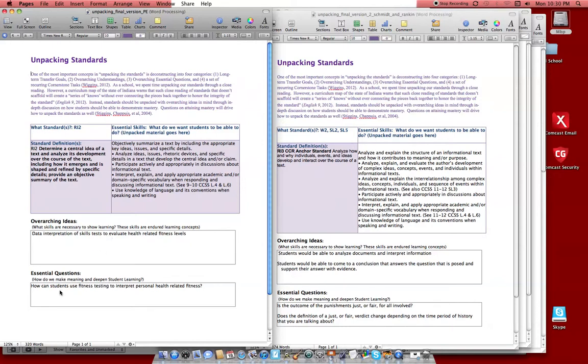And then the essential question that they have is, how can students use fitness testing to interpret personal health-related fitness? That's a very good question. For PE, I like the concept of this. They use one of the standards here, very nicely done.